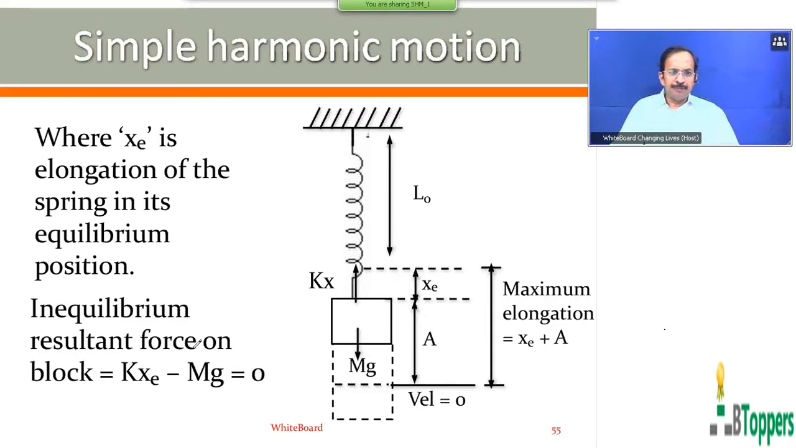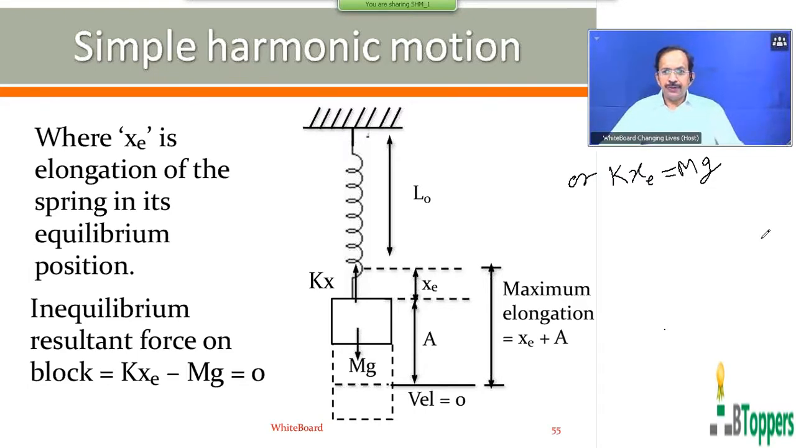So in the equilibrium, the resultant for the block is equal to kxe minus mg, that can be taken as 0. Come on, copy down. Or the continuation can write kxe equal to mg. Come on, all of you finish writing up to here. Can take a pause and finish writing the notes up to here.